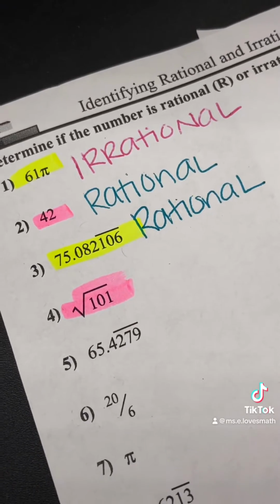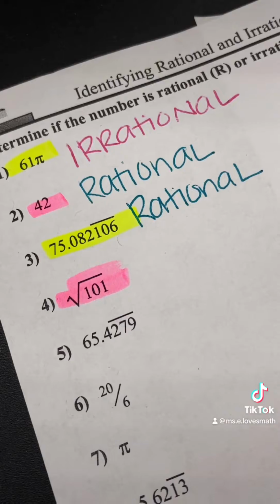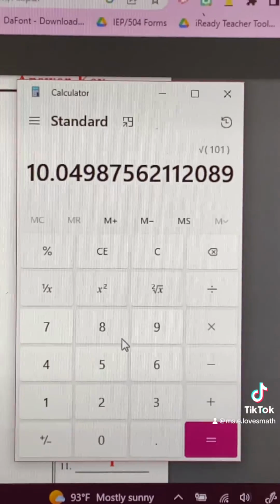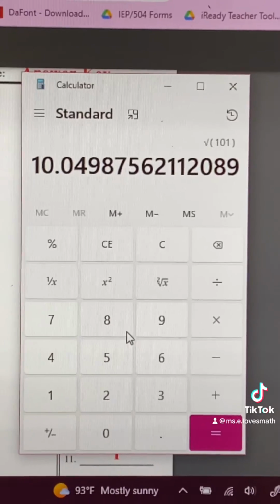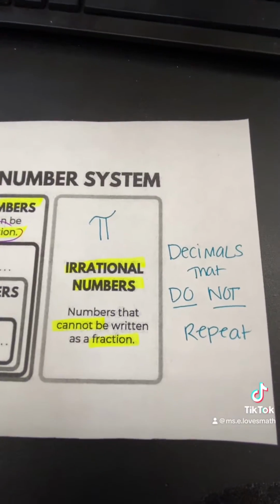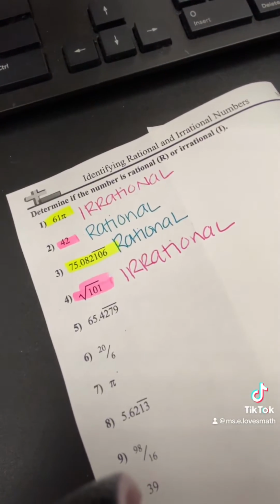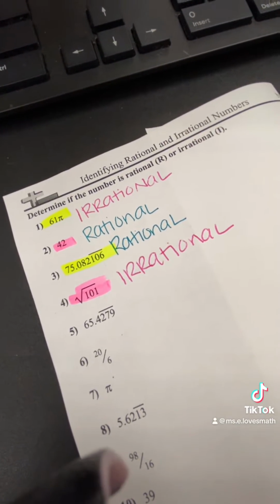Next, let's look at the square root of 101. Let's take the square root. We end up with a non-repeating decimal. Decimals that do not repeat are irrational. So the square root of 101 is irrational.